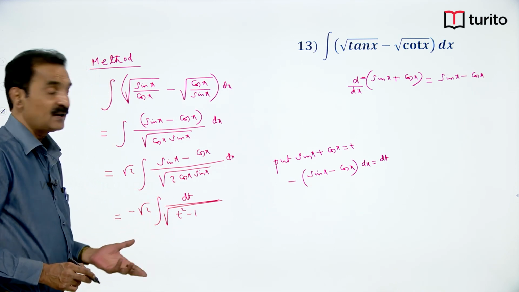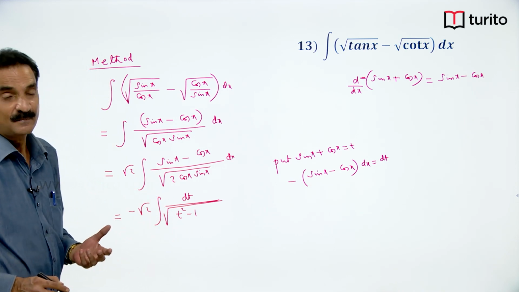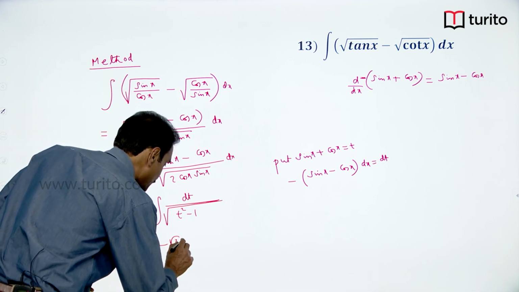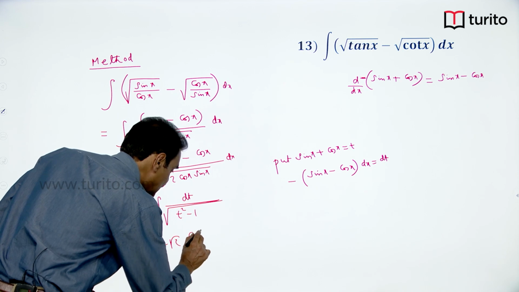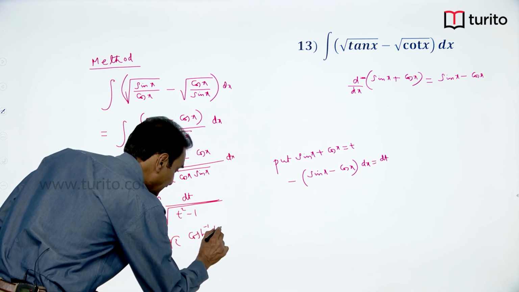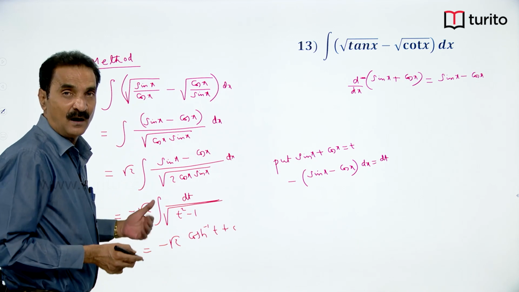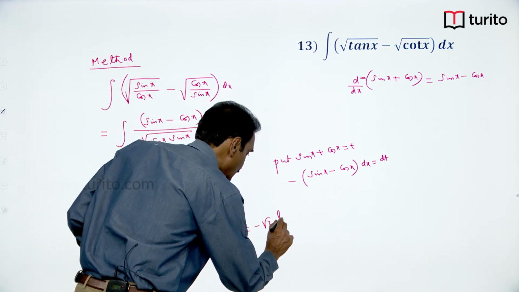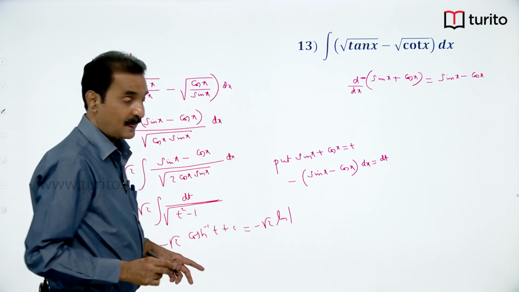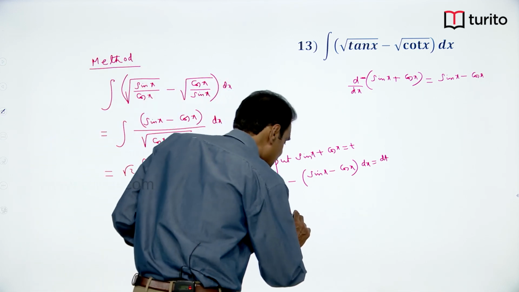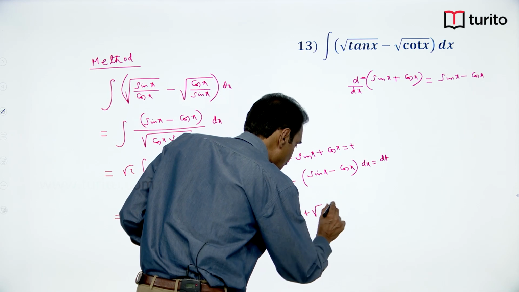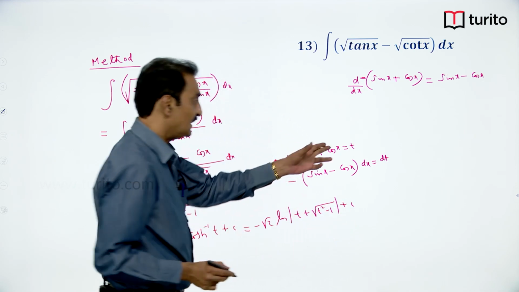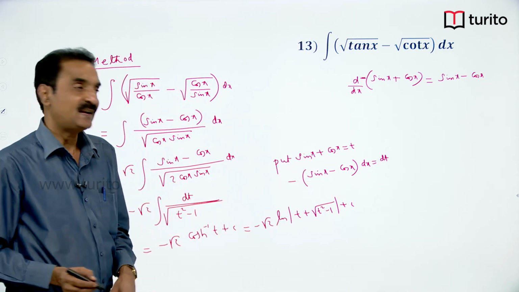Now, what is the integral of 1 by root t square minus 1? It is minus root 2 cos h inverse t formula, or we can write it as minus root 2 log mod t plus root over t square minus 1 plus c, where t is equal to sin x plus cos x.